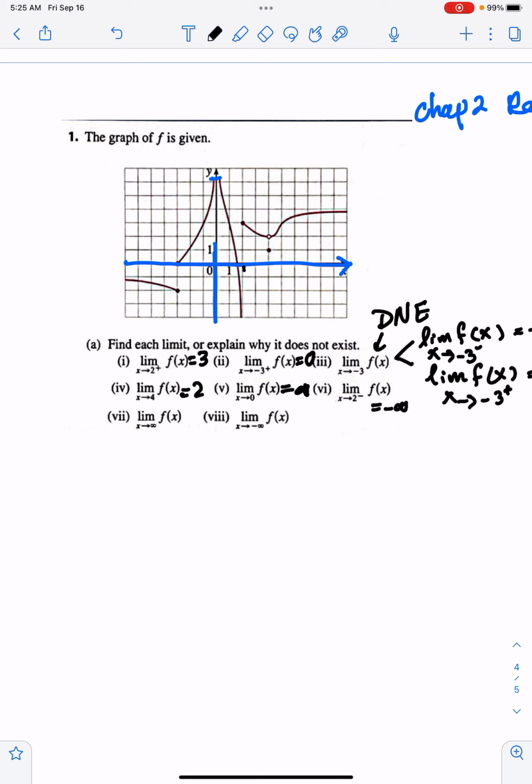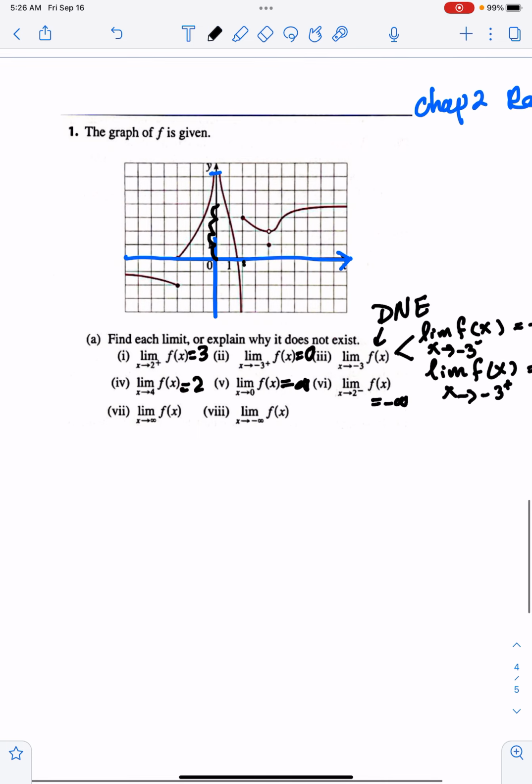F of x as x goes to infinity, as x gets larger and larger, f of x is approaching 1, 2, 3, 4. So basically as x gets larger and larger is this one. So it's approaching 4. And then as x gets smaller and smaller, going to -infinity, it's approaching -1.